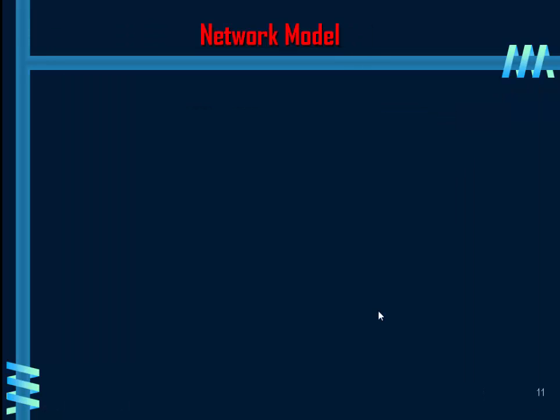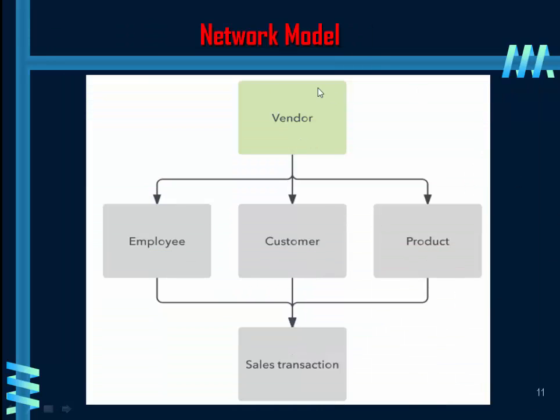And the next one is the network model. This image represents the network model. In the previous slide we saw the example of the hierarchical model. Now we can say that this network model is an extension of the hierarchical model. In this model, data is organized more like a graph, and nodes are allowed to have more than one parent. But in a hierarchical model, a child node must have only one parent.